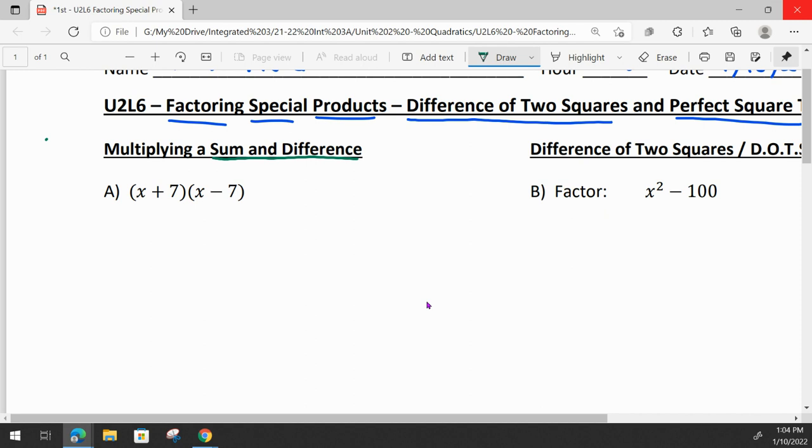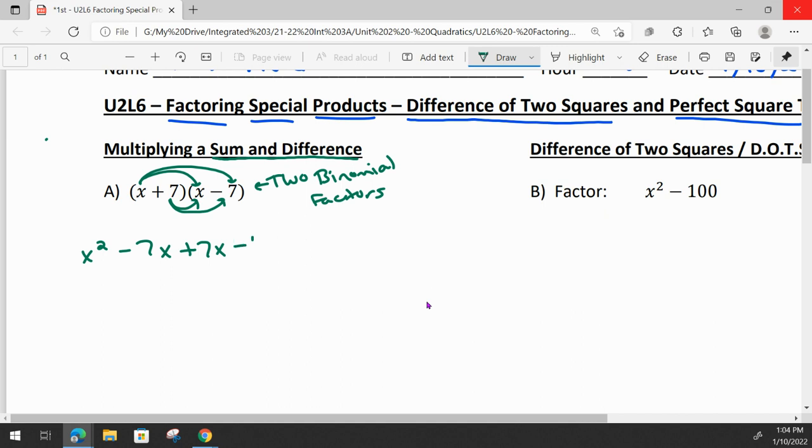So that sum and difference is basically your two binomials that you start with, and they are your factors, binomial factors. Factors are things you multiply together. If we were multiplying them out, the first term here times the first term here, x times x would be x squared. The first term here times the last term here, so that's your outside, would be negative 7x. And then on the inside, positive 7 times x is positive 7x, and positive 7 times negative 7 is negative 49.